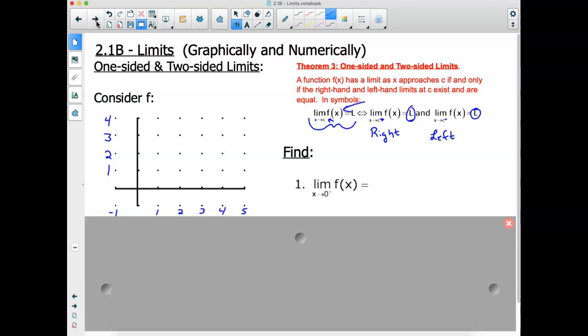So we really have to pay attention when we're looking at these limit values. Am I doing a two-sided limit? Am I coming from the right or am I coming from the left? Those are the little superscripts that are in there.